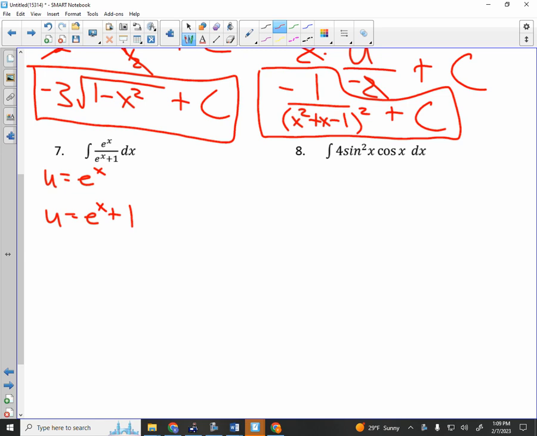All right, let's see which one we choose. If I choose u to be e to the x, what is du? E to the x dx. So if I choose u to be this, then I don't come up with this thing on the bottom. So I don't like that choice. But if I choose u to be the bottom, then du is equal to e to the x dx. That does give me the top. So this is the correct substitution.